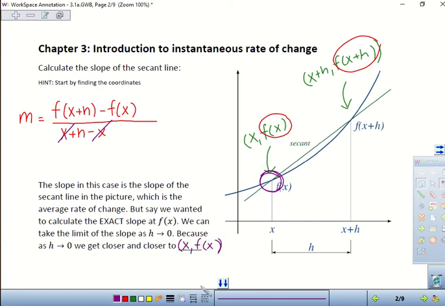So the idea is we are trying to convert this from calculating average rate of change to instantaneous rate of change. Average rate of change is the average rate of change over an interval. Instantaneous rate of change is the rate of change at an exact point. So we can calculate the exact slope at this point by taking the limit as h approaches 0. We get closer and closer to that point, just like all the other limits we've taken in this class. And as h approaches 0, the distance between these 2 points closes.